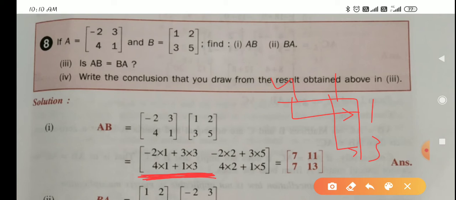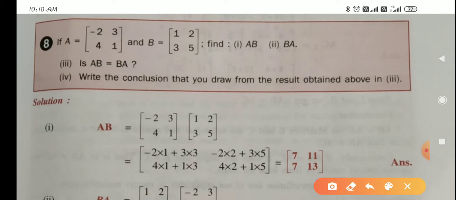Now second column 2, 5 it was there. So 4 multiplied by 2, 1 multiplied by 5. In between plus will be there. So it is second element of second row. So finally you can simplify now. You can see 9 minus 2, 7. 15 minus 4, 11. 4 plus 3, 7. And 8 plus 5, 13. So like this multiplication you can do.